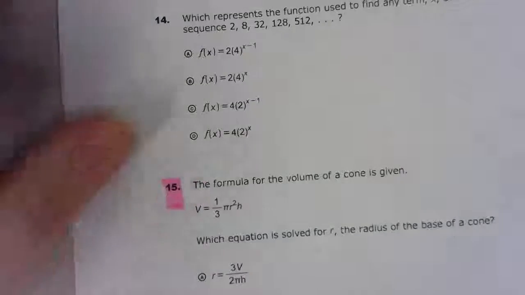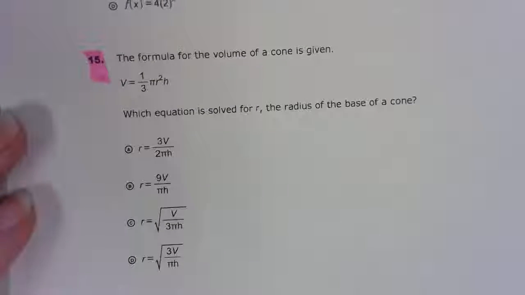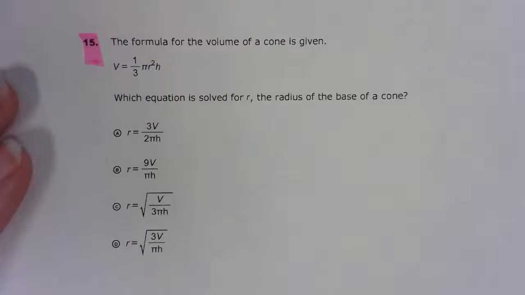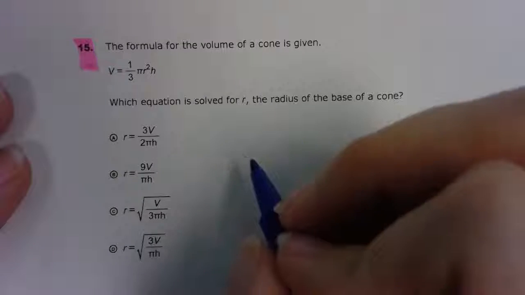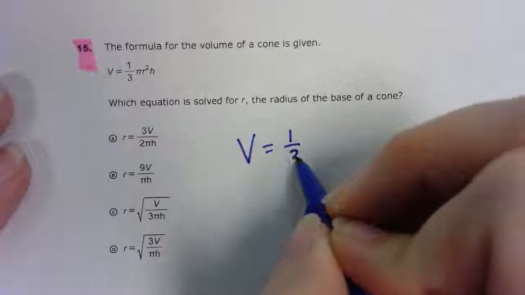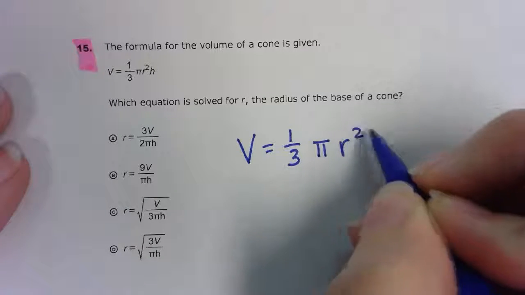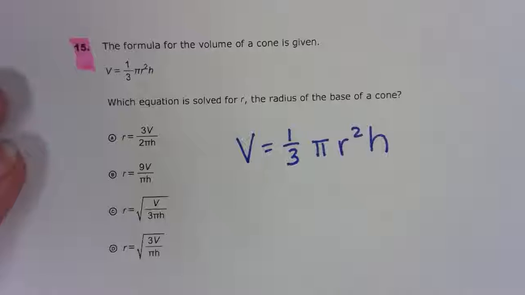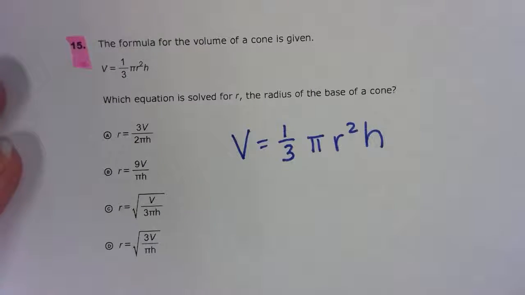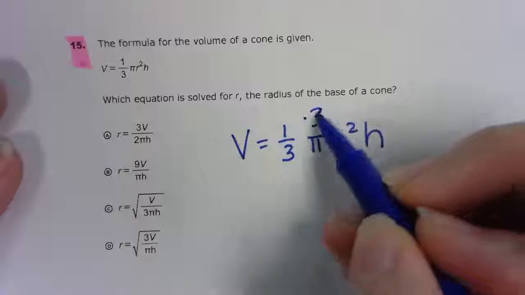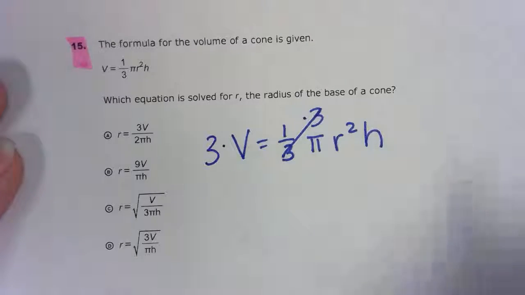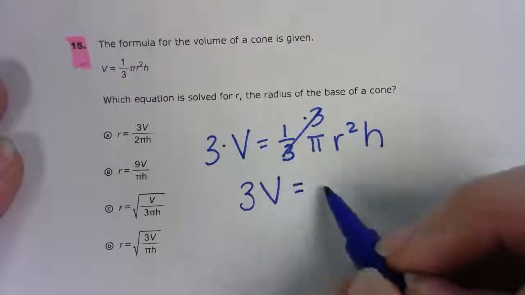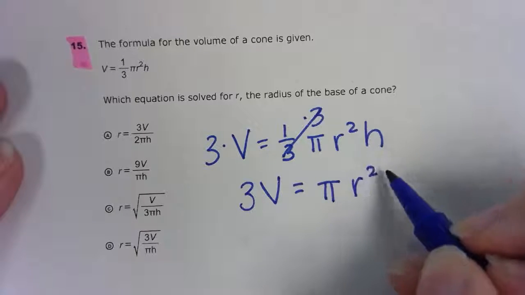Moving along, the next one that applies is 15. The formula for the volume of a cone is given. Which equation is solved for r, the radius of the base of the cone? So if I have this formula and I'm solving for r, then I could take this in multiple orders here. I'm going to start by multiplying by 3 to get rid of this 1/3 in the front. So I'm left with 3v equals pi r squared h.